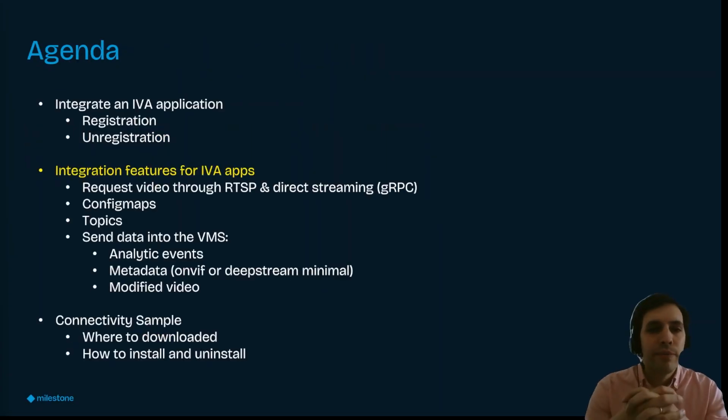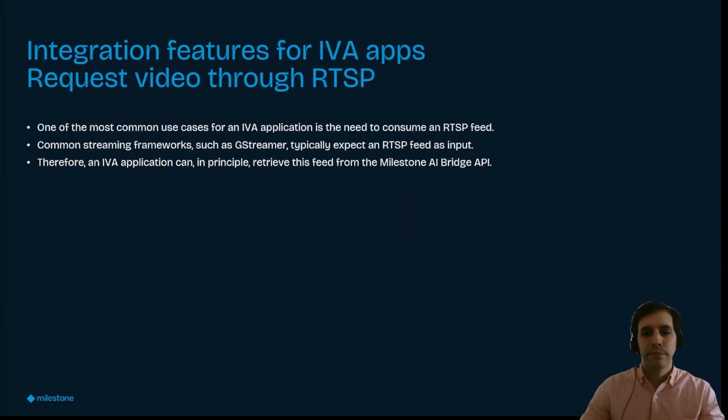Let's review now some of the integration features provided by Milestone AI Bridge for IVA applications to use. One of the most common use cases for any IVA application is the need to consume an RTSP feed in order to generate the video analytics. Common streaming frameworks such as GStreamer typically would expect an RTSP feed as an input. So let's take a look now into how an IVA application can get access to the RTSP feed endpoints from the Milestone AI Bridge.